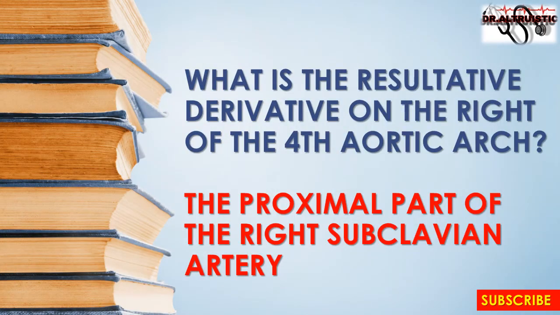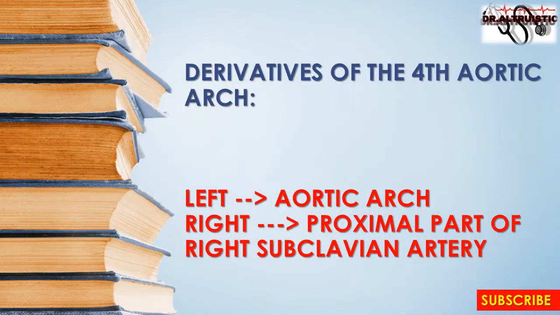What is the derivative on the right of the fourth aortic arch? The proximal part of the right subclavian artery. Derivatives of the fourth aortic arch: left to aortic arch, right to proximal part of right subclavian artery.